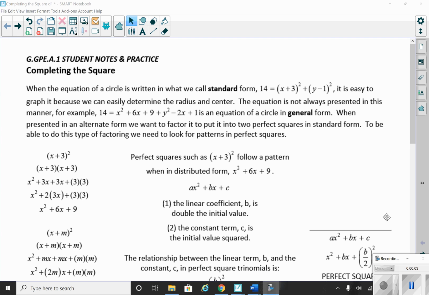Hi, this is Mrs. Young, and today we are in the second half of our circles unit, and we're going to be talking about actually an algebra concept. So we're going to be talking about completing the square. Last year, Mrs. Hoekstra did teach you completing the square.